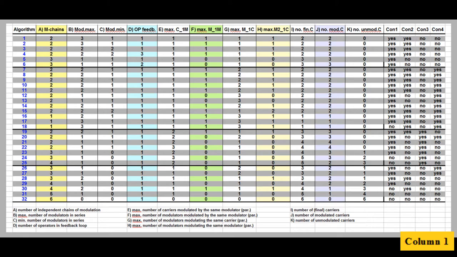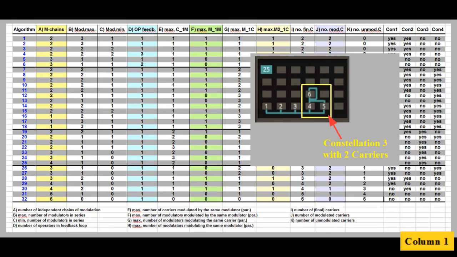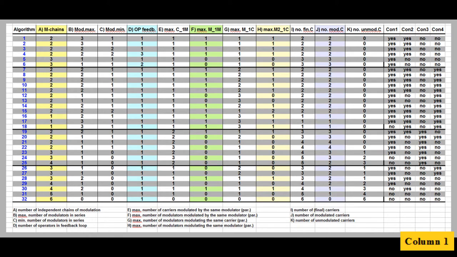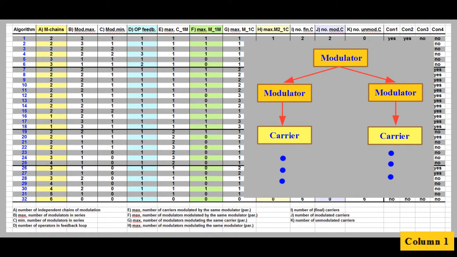Column E shows the number of carriers which are modulated by the same modulator, or in other words, how many carriers Constellation 3 does contain. The number 1 means, naturally, no Constellation 3, but a simple modulator carrier chain. Column F also describes Constellation 3, but this time the modulated operators are modulators as well. As you see, there is no algorithm with a number higher than 1. In other words, there is no algorithm with a constellation like shown in this graph.